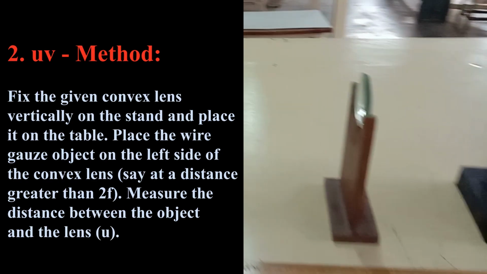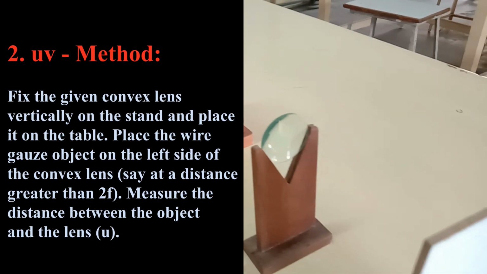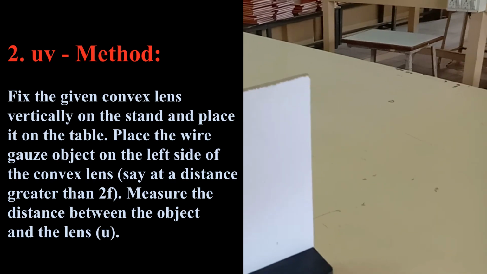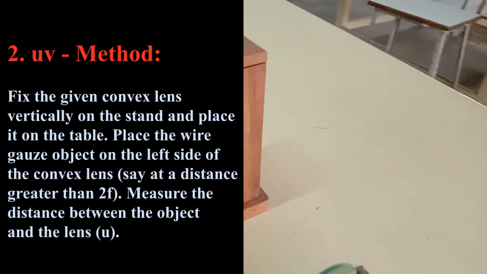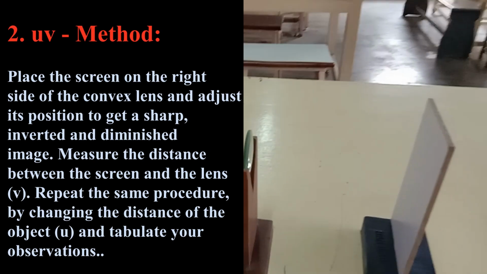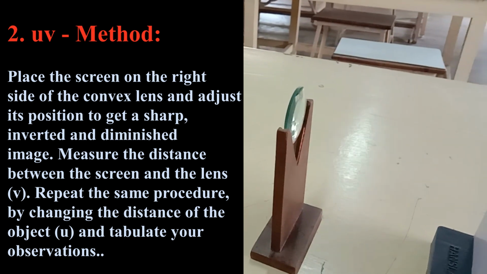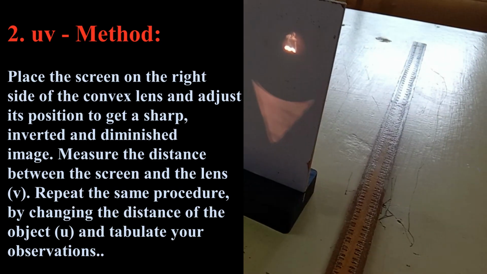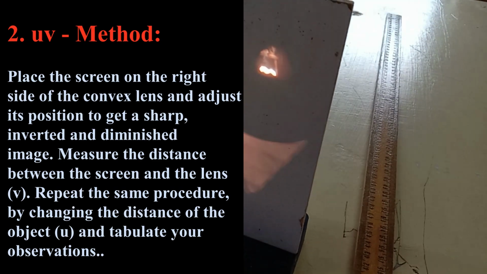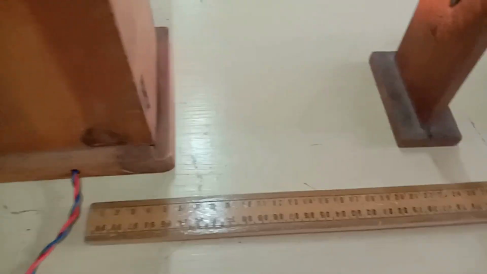Now we will see the UV method. Here fix the convex lens vertically on the stand and place it on the table. Place the wire gauge object on the left side of the convex lens. Measure the distance between the object and the lens. Place the screen on the right side of the convex lens and adjust its position to get a sharp, inverted and diminished image. Measure the distance between the screen and the lens. This is V. Repeat the same procedure by changing the distance of the U and measure the V distance.